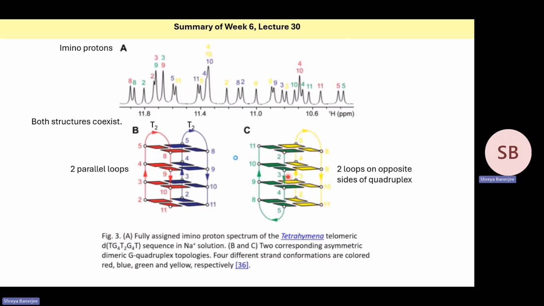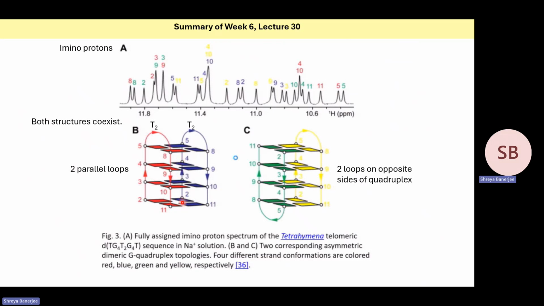Or you can have a loop going in the opposite direction from the highest or most upper G tetrad to the lowest and then back. So when you have four G tetrads stacked on top of each other, both these structures can coexist. If both these structures can coexist, you can see the iminoprotons have been labeled here.